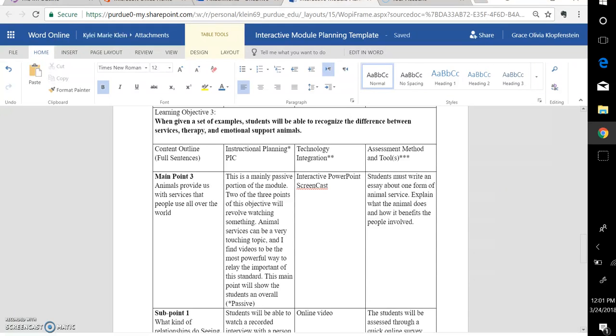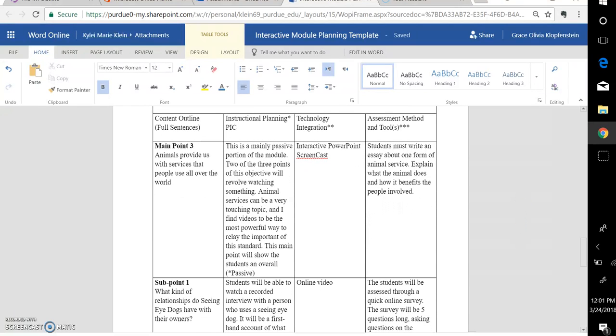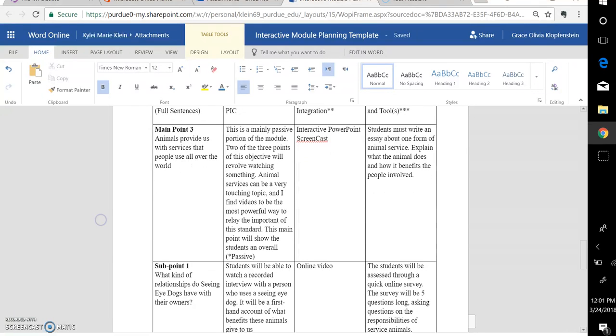Finally, we're at learning objective 3, and this is, when given a set of examples, students will be able to recognize the differences between service animals, therapy, and emotional support animals. Now for main point 1, the students will be searching animals provide us with services that people use all over the world. Now this is mainly a passive portion of the module. 2 of the 3 points of this objective will be revolved around watching something.